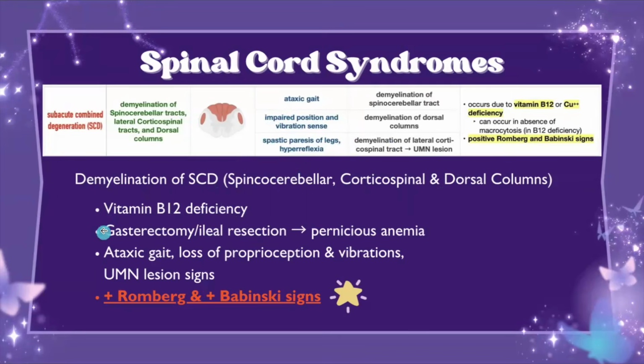This usually happens due to a deficiency in vitamin B12. Specifically, an example would be after a gastrectomy or ileal resection. Doing this would result in pernicious anemia, which would cause vitamin B12 deficiency. You would also see a positive Romberg sign because of the spinocerebellar pathway, and you would have a positive Babinski sign because of the corticospinal pathway that is affected over here.